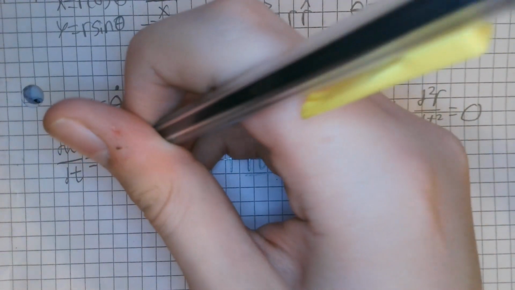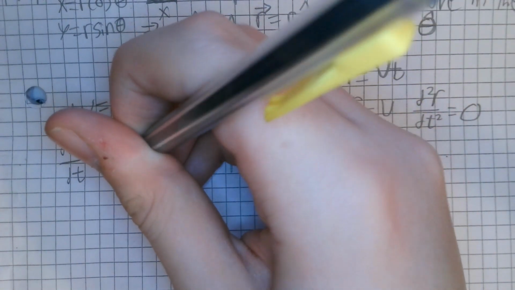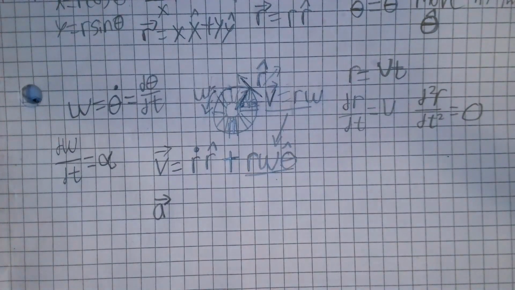And this is going to be angular acceleration, which we use alpha. It kind of looks like a fish. Okay.